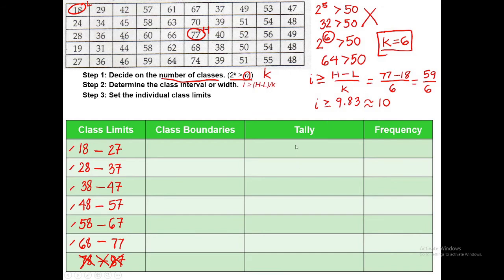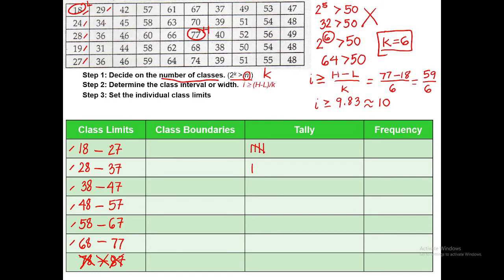Okay. Now, let's continue. Skip the second column. Let's go to the tally. Okay, let's do the tallying. 18, starting from the top, 18 is over here, so I'm going to put a tally. Next, 24, 28. 24 is where, sir? It's still here. 28, here, sir, in 28 to 37. 19, it's found over here, in 18 to 27. Then the number 27, it's still here. Next, 29. 29 is here.